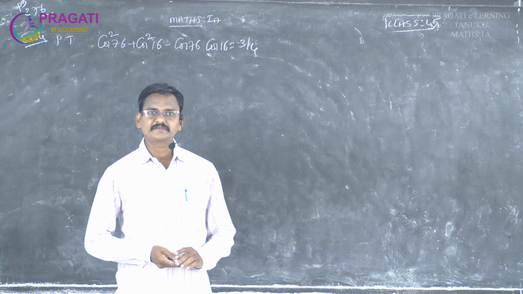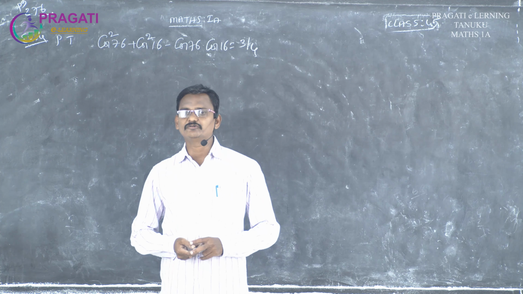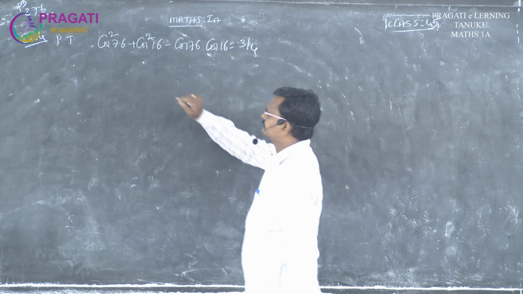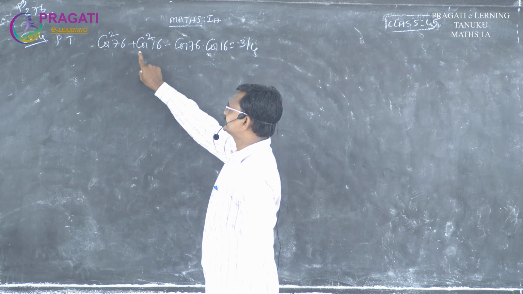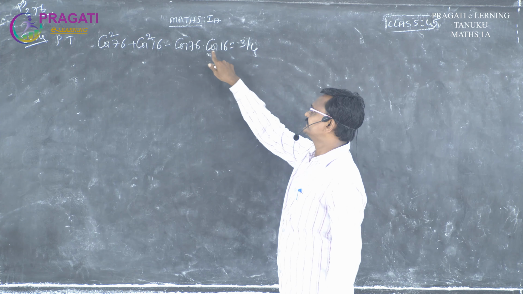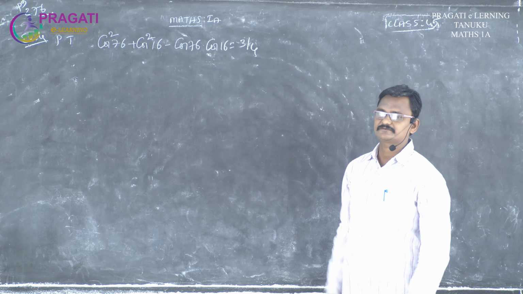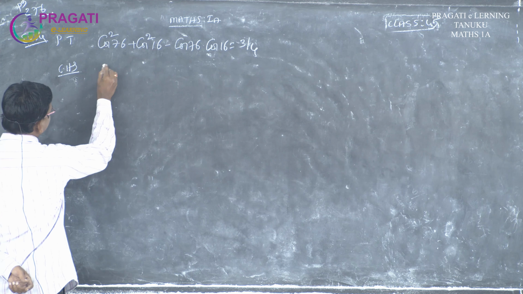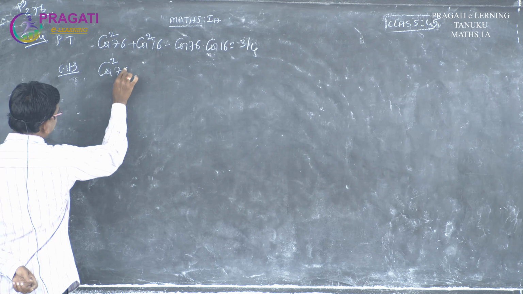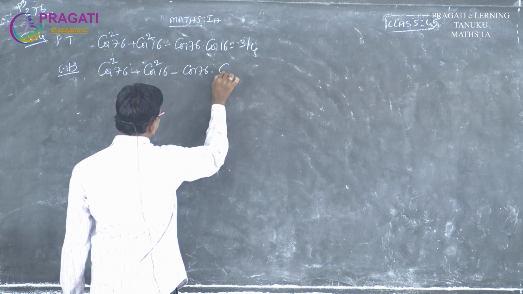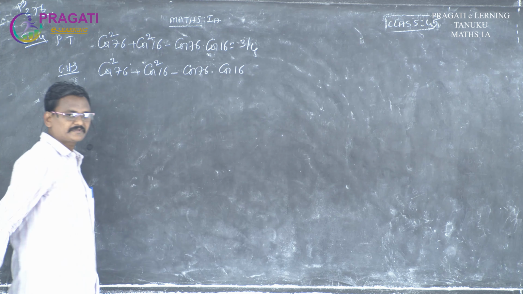Good morning, students. Today in this class we are going to solve some examples. In the first example, prove that cos² 76 degrees + cos² 16 degrees − cos 76 · cos 16 = 3/4. So first take the LHS. That means cos² 76 degrees + cos² 16 degrees − cos 76 · cos 16.